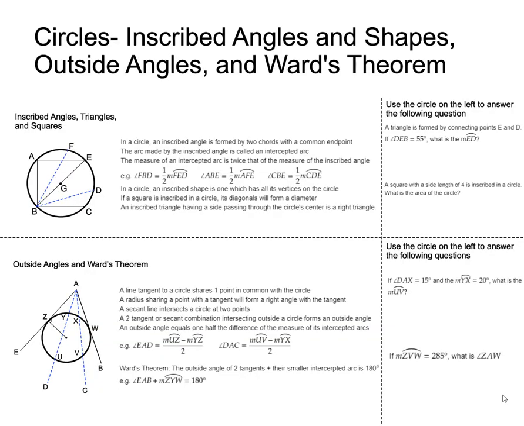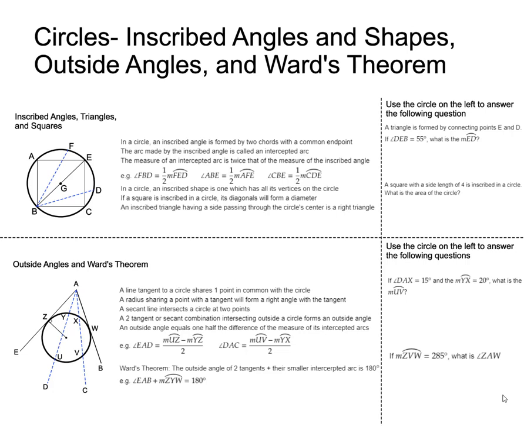In this video, we're going to go into a little more detail on circles. In particular, we're going to cover inscribed angles and shapes, outside angles, and Ward's theorem. In a circle, an inscribed angle is formed by two chords that share a common endpoint.